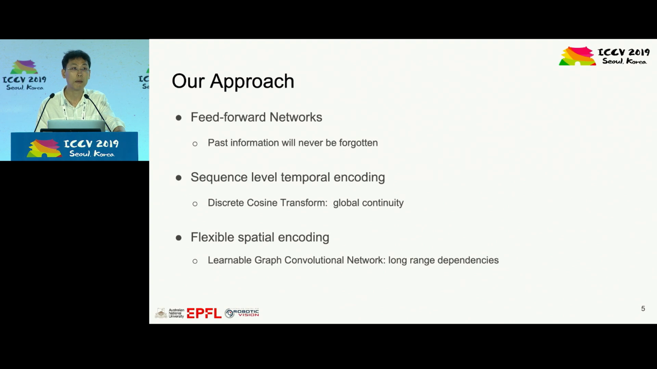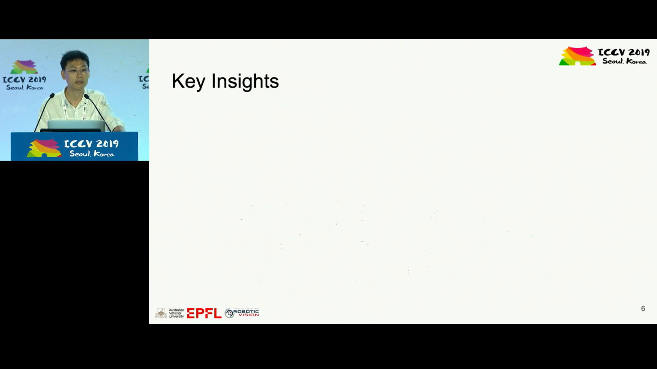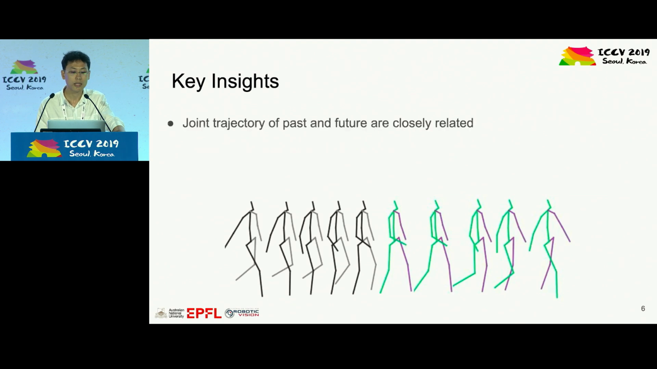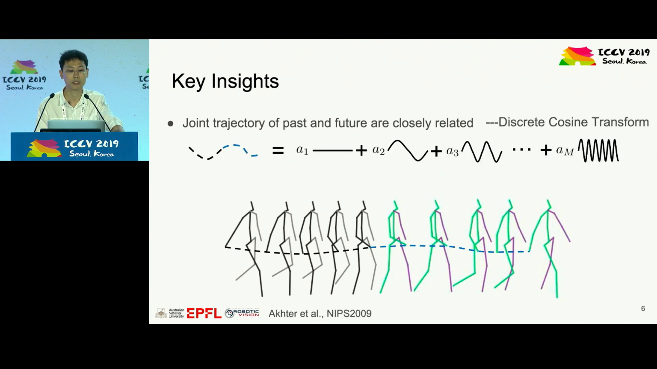These shortcomings motivate us to develop a feed-forward method so that nothing is forgotten. The feed-forward method is used to generate sequence-level encoding instead of frame-by-frame outputs. And spatial structure of the motion sequence is captured by a learnable fully connected graph. When it comes to temporal encoding, we find that a joint trajectory of past frames is closely related to that of future frames, no matter in angle space or 3D space, so that we instead plan to predict the joint trajectories given the past trajectories.